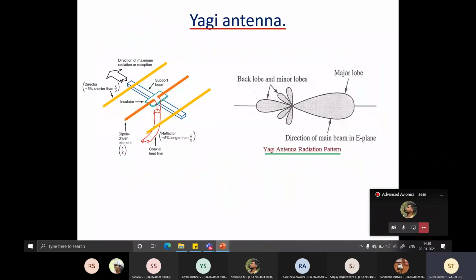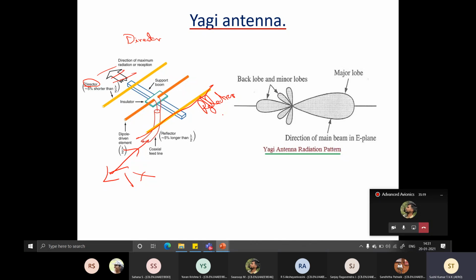So how does it actually work? The orange one is the driven element. This is connected to the transmitter. It directly receives power and starts generating the electromagnetic fields. Then you will have something at the back, because directivity means in one direction only. The backside one is called the reflector. It is similar to your torch, which has a reflector behind the bulb. The one in the front is called the director. More the number of directors, the better will be the directivity of the Yagi antenna.